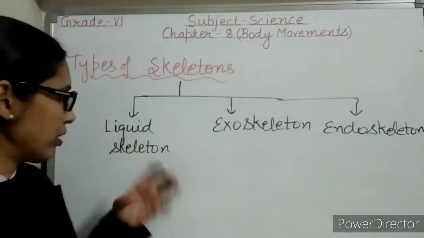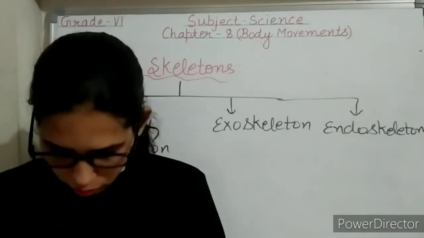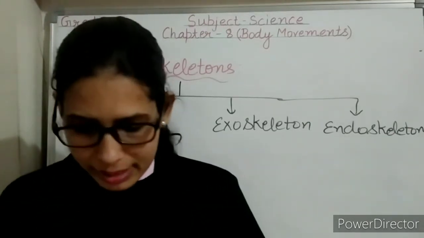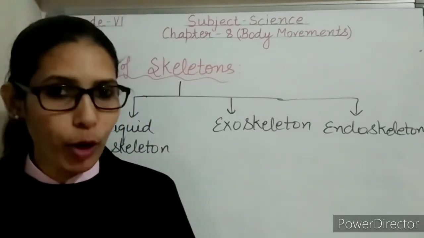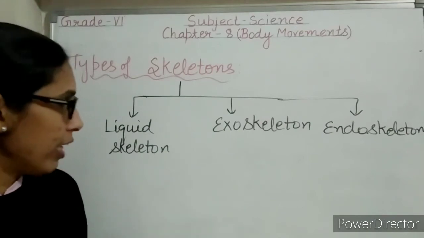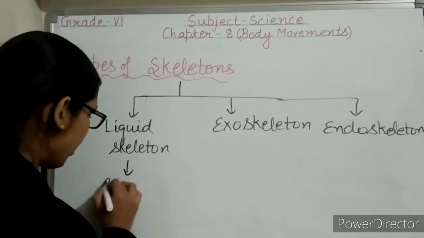If we talk about the liquid skeleton, for example, earthworm, as you can see in your book, it's given on the page number A106. So liquid is trapped in the spaces inside the body.